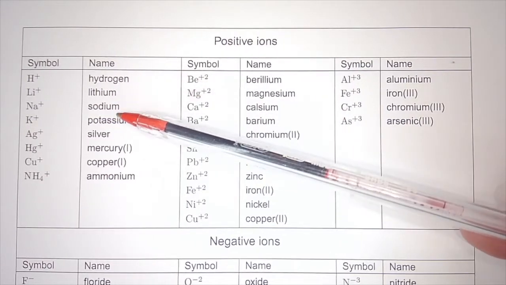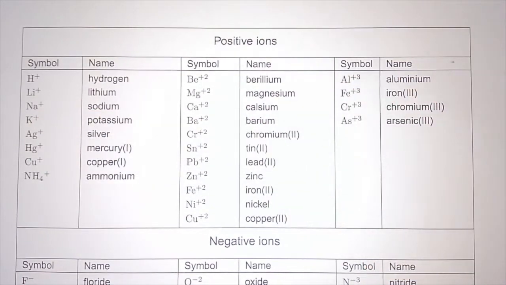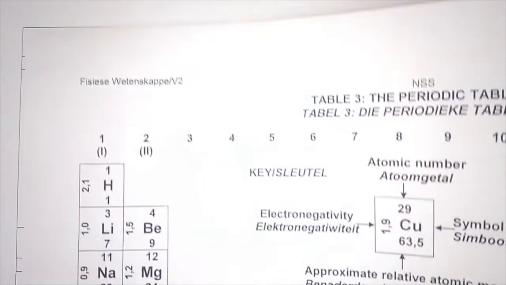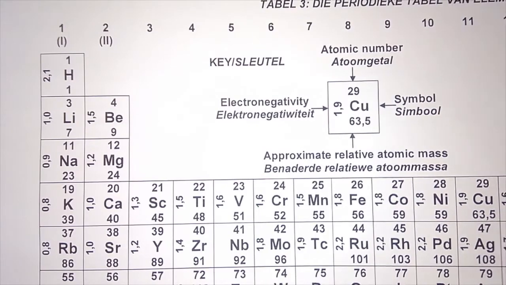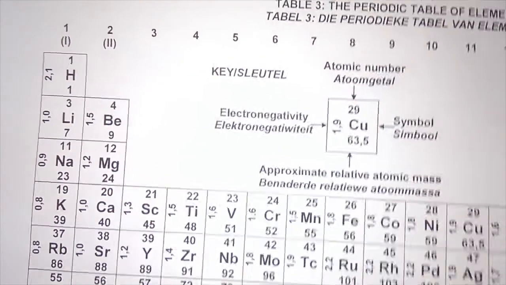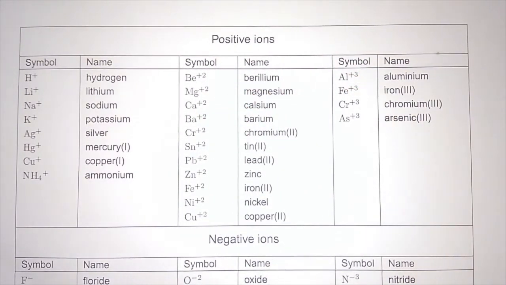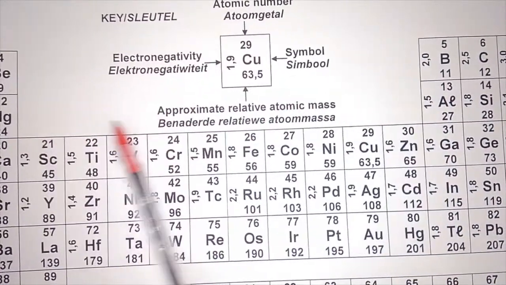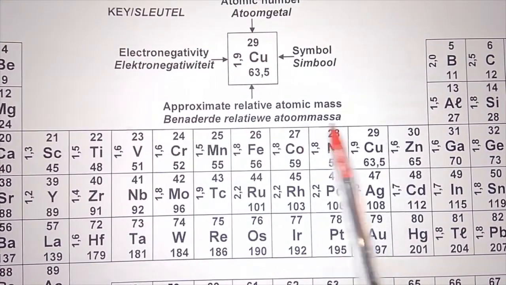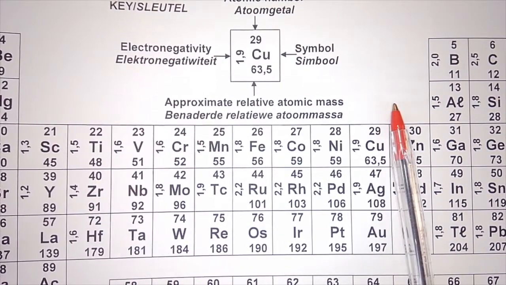Hydrogen, lithium, sodium, potassium. The first four are all in group 1 on our periodic table, and that's why they take a +1 charge. And in group 2, you've got beryllium and magnesium and calcium, so they're going to be +2. So you don't have to learn all of these by heart, but you have to know that some of them are transition metals, right? They are part of the middle part of your periodic table, and they tend to have more than one oxidation state, more than one possible charge.